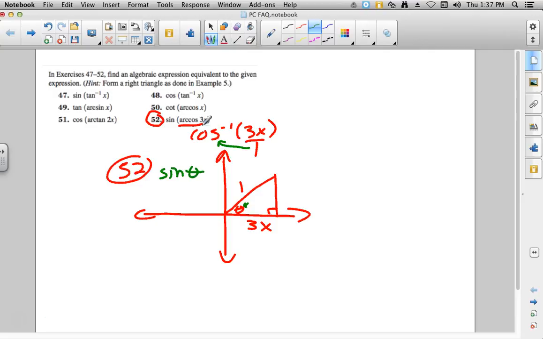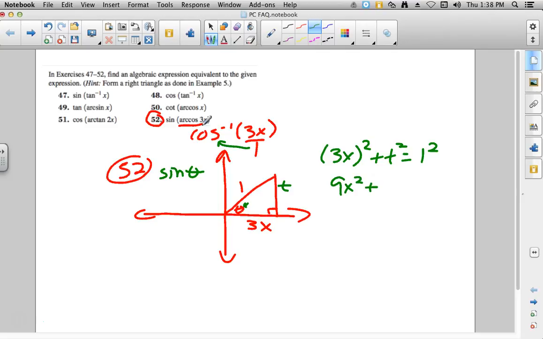So I want to find the sine, which means I need opposite over hypotenuse, and I don't have opposite yet. So I'm going to call that t. Is there a way for me to figure out what t is? And yes, it's called the Pythagorean theorem. So 3x squared plus t squared will equal 1 squared, because we have the square of each one of the sides. The sum of those two added together has to equal the square of the hypotenuse.